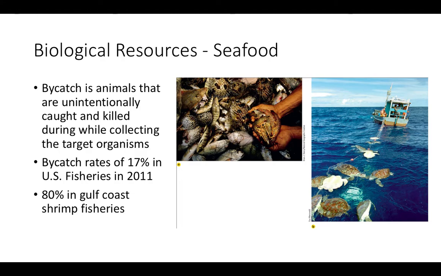What's shocking is how much of that haul in that trawl turns out to be bycatch. In U.S. fisheries alone, in 2011, 17% of everything caught in the net was something that they didn't intend to catch. It gets worse when you look at shrimp fisheries, where 80% of the organisms caught in those nets were bycatch.